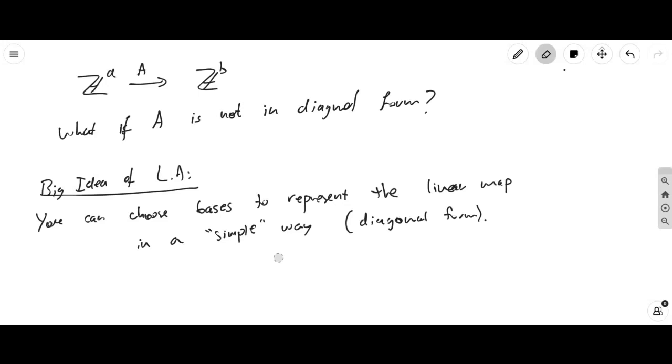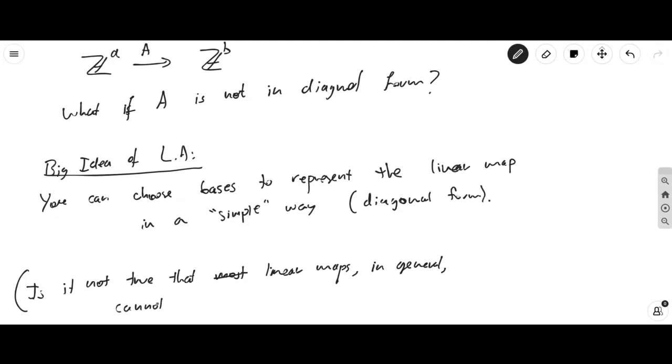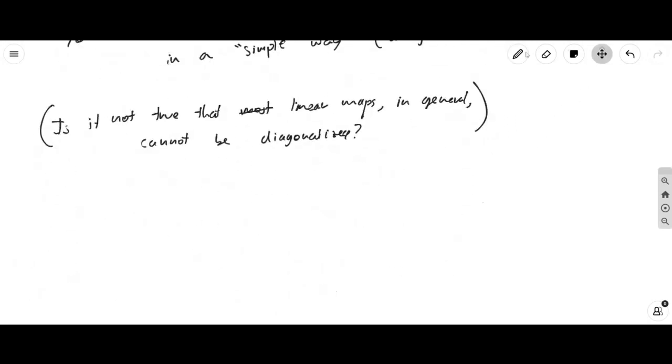Now, here's a question that some of you might be concerned about. You might say, is it not true that linear maps in general cannot be diagonalized? And that is true, but it's because you're doing something very specific.